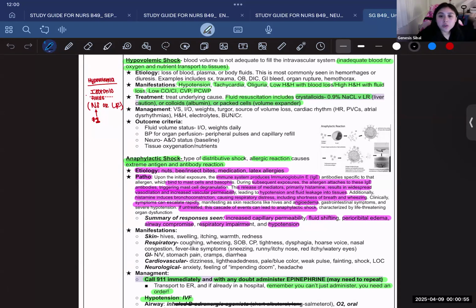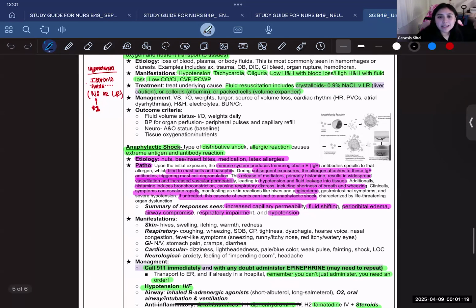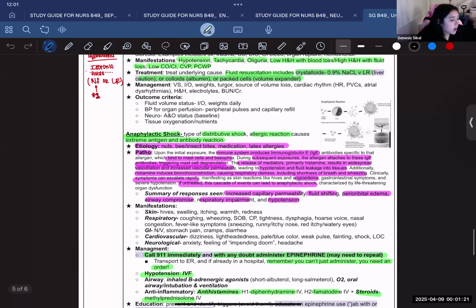So the causes of that, well, we know the biggest one is blood loss, so obviously bleeding or any type of trauma going on. Most seen in hemorrhages, or you're diuresing the patient so much that their CVP volume is just low, right? So again, surgeries, traumas, OB is a big one with postpartum hemorrhages and also just losing a lot of blood in general. DIC, GI bleeds, a big one, organ rupture, hemothorax, things that you see there. Usually, again, all blood volume related.